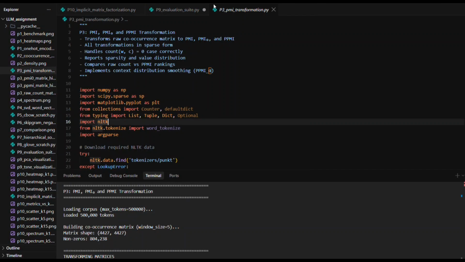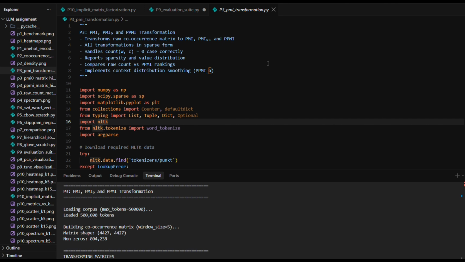Hi everyone. In P2, we built co-occurrence matrices, raw counts, and how often words appear together. But raw counts have a problem. Common words like "the" co-occur with everything, which isn't useful. So today in P3, we'll transform these raw counts using PMI, pointwise mutual information, to identify statistically significant word pairs. This is where we go from simple counting to meaningful relationships.